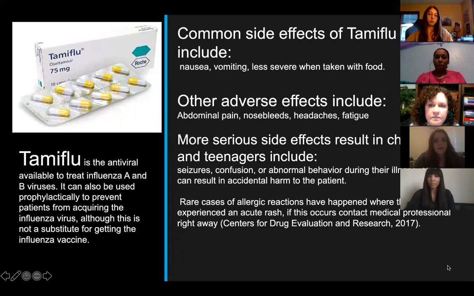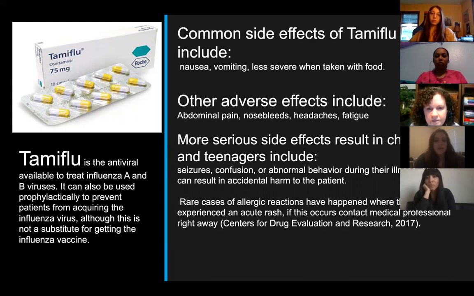Tamiflu's common side effects are nausea and vomiting, but it's less severe when you take it with food. Other adverse effects have been found: abdominal pain, nosebleeds, headaches, fatigue. More serious side effects have been found in children and teenagers, so seizures, confusion, abnormal behavior during their illness, and this can result in accidental harm to the patient. There are rare cases of allergic reactions where the patient experienced an acute rash, which needs to be treated by a medical professional right away, because it could be something like Stevens-Johnson syndrome, which is life-threatening.